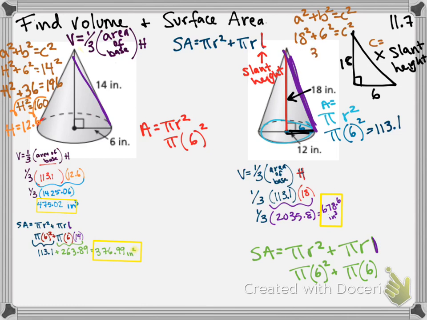Square them and add them together, you get 378. Take the square root of that, and you get 19.44. So the slant height is 19.44. We know this is still 113.1.